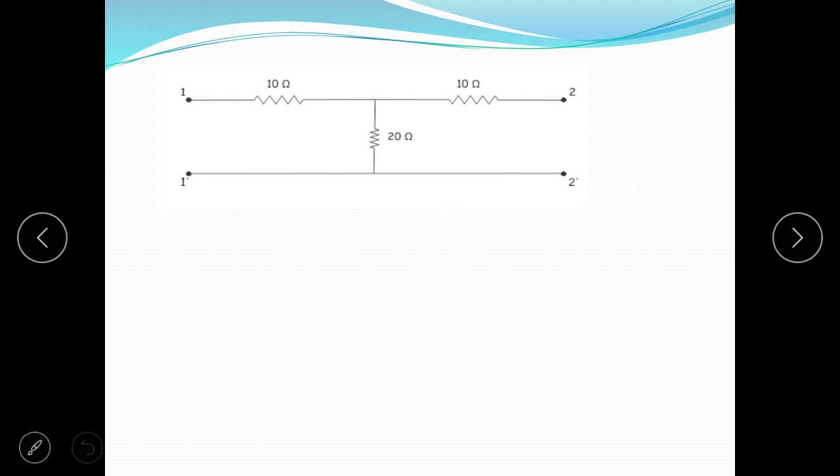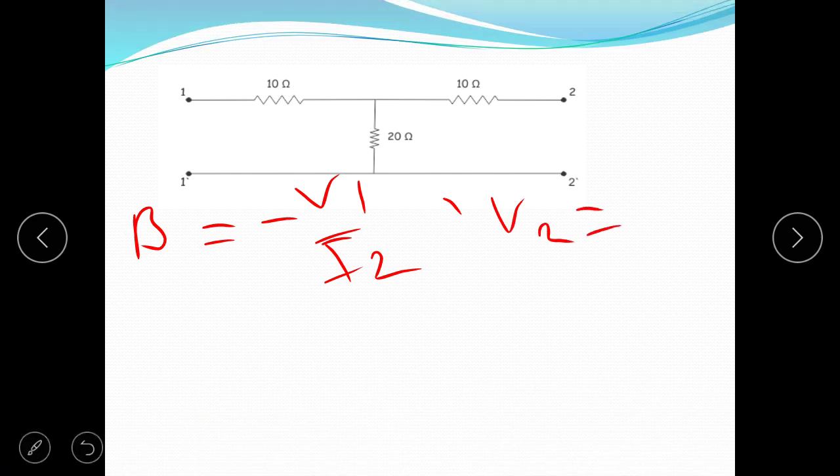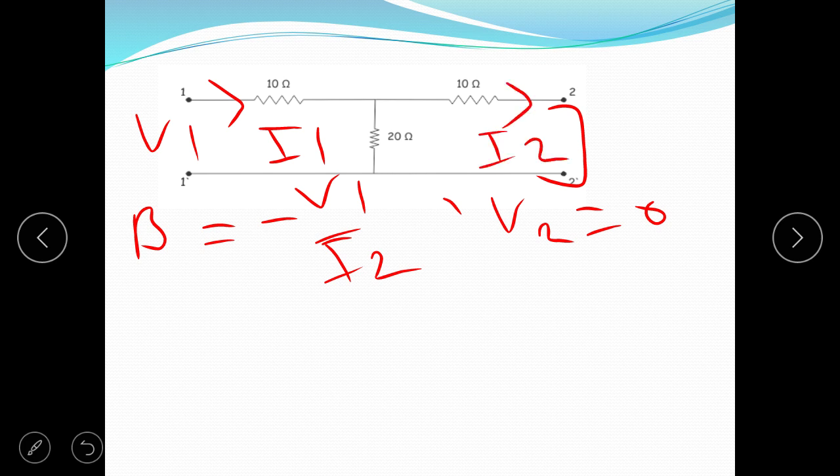Similarly, if we want to calculate the value of parameter B, then it is the ratio of minus V1 upon I2 when V2 is equal to 0, means port 2 is short circuited. At port 1 current is I1, voltage is V1. At port 2 current is I2.